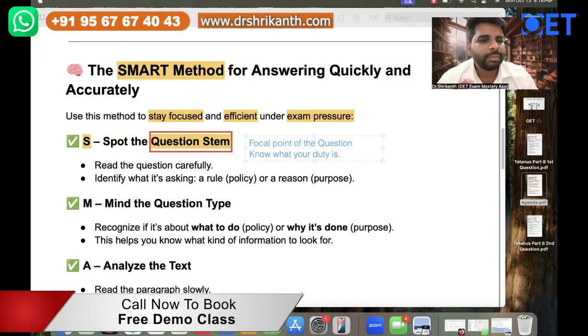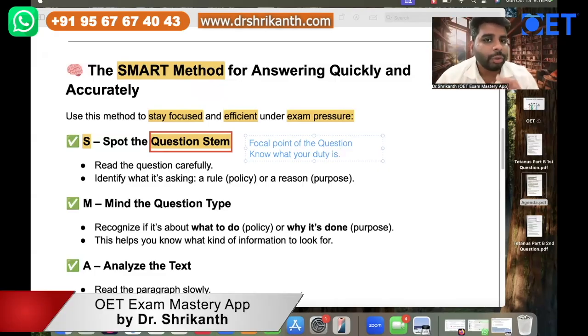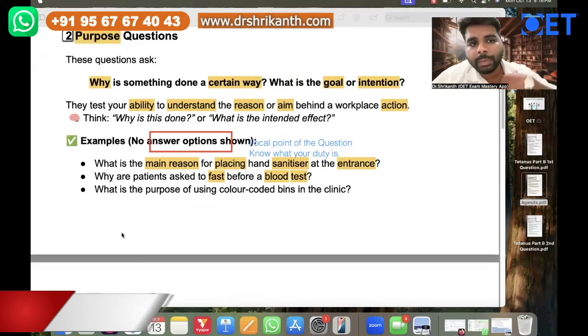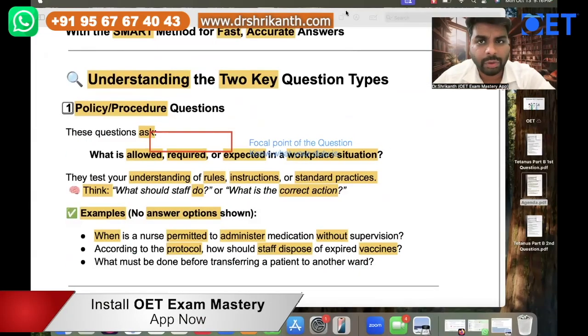So say, for example, when you're dealing with purpose-based questions, what is your duty there? Your duty is to understand what is the purpose, right? If you're dealing with a policy type question, what is the duty there? When you're dealing with a policy type question, your duty is to identify what is expected. Say, for example, those who are a little bit new, let me just show you.